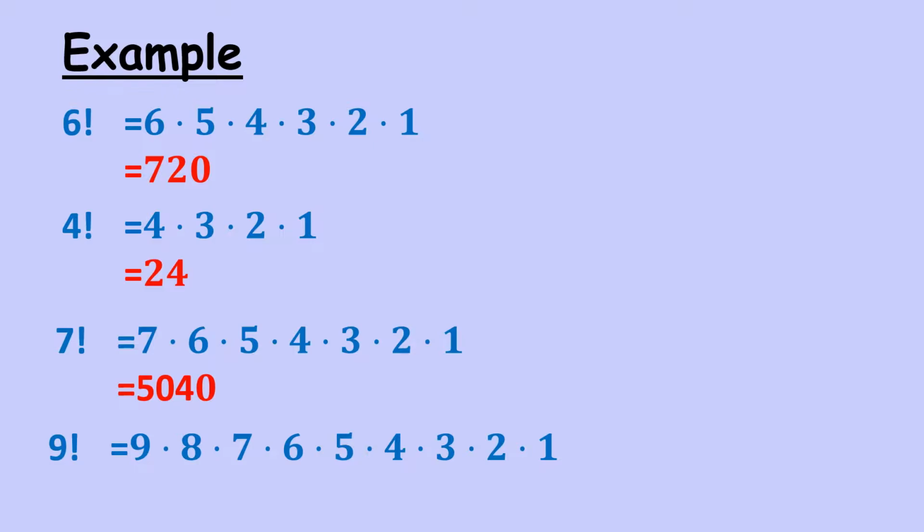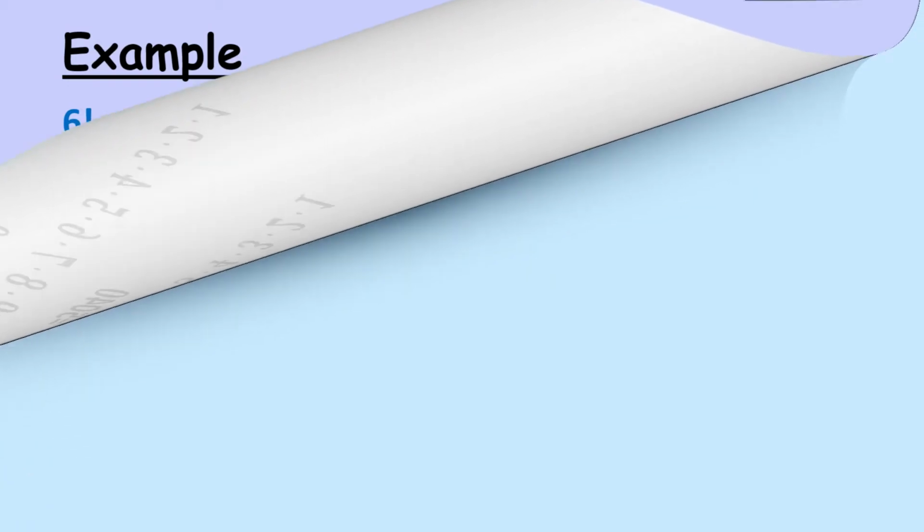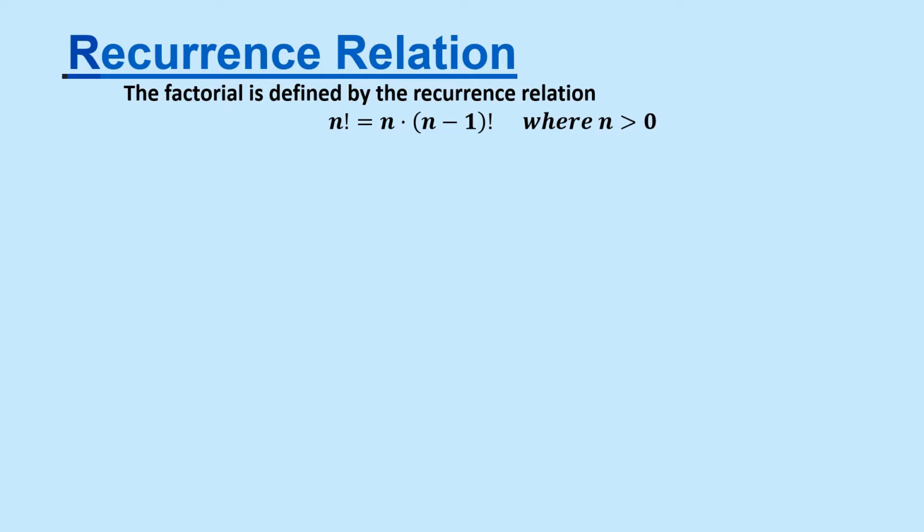Then let's have 9 factorial. 9 factorial is equivalent to 9 times 8 times 7 times 6 times 5 times 4 times 3 times 2 times 1, which is equal to 362,880. In factorial notation, you can also encounter the recurrence relation. The factorial is defined by the recurrence relation n factorial is equal to n times n minus 1 factorial, where n is greater than 0.